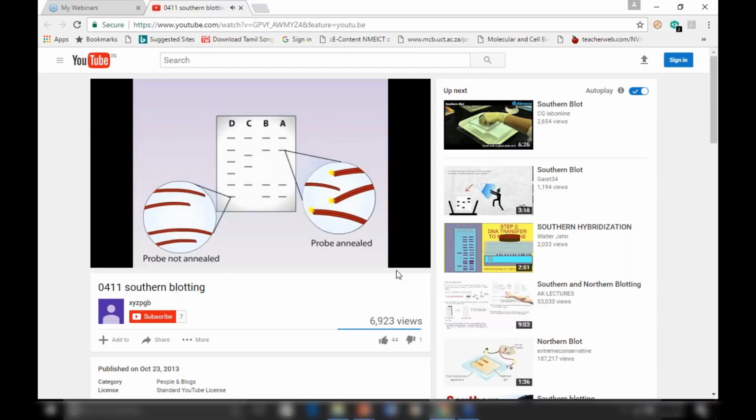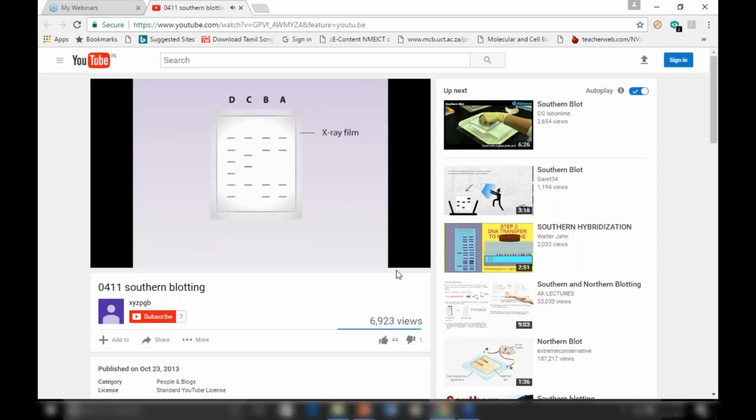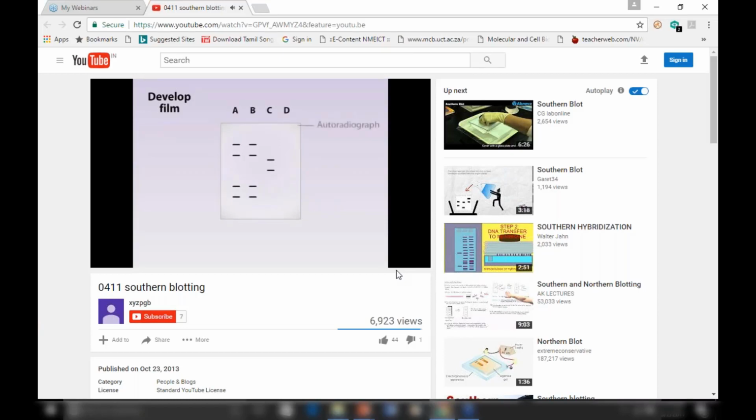After the probe is washed off, the paper is overlaid with X-ray film. The film and nitrocellulose are kept in the dark for a period of time, and then the researcher develops the film. The radioactivity in the probe creates black bands on the X-ray film, which is called an autoradiograph.